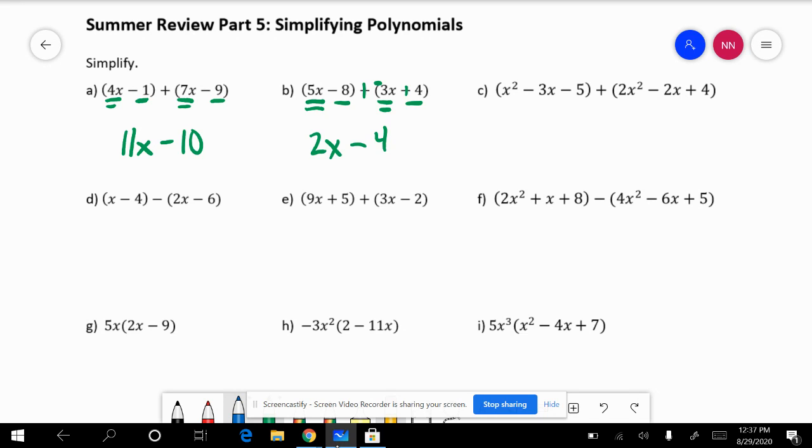When we have a squared term, we're going to add the x squareds. And if we don't see a number in the front, we know that it's 1. So that would be 3x squared. Then we're going to add the x's. That right there would be negative 5x. And then we're going to add the constant term, negative 5, positive 4. That would give us negative 1.